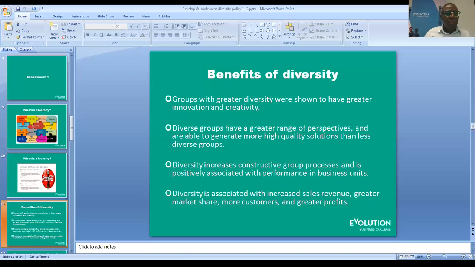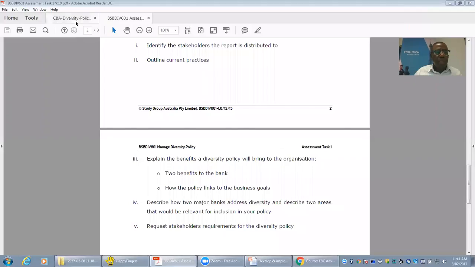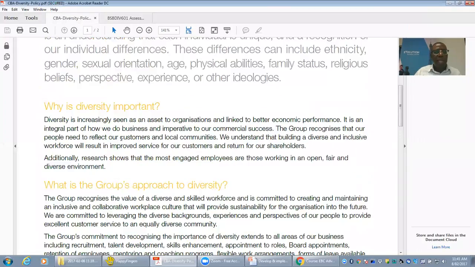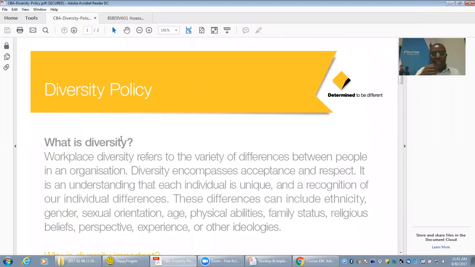And let's look at the bank, and let's look at what some of the bank's policies look like. Just going to share that with you. Going to have a new share, and let's look at the bank policies. Let's go and look at the example. Let's look at CBA, that's Commonwealth Bank. This is their diversity policy. And they start by saying, what is diversity?